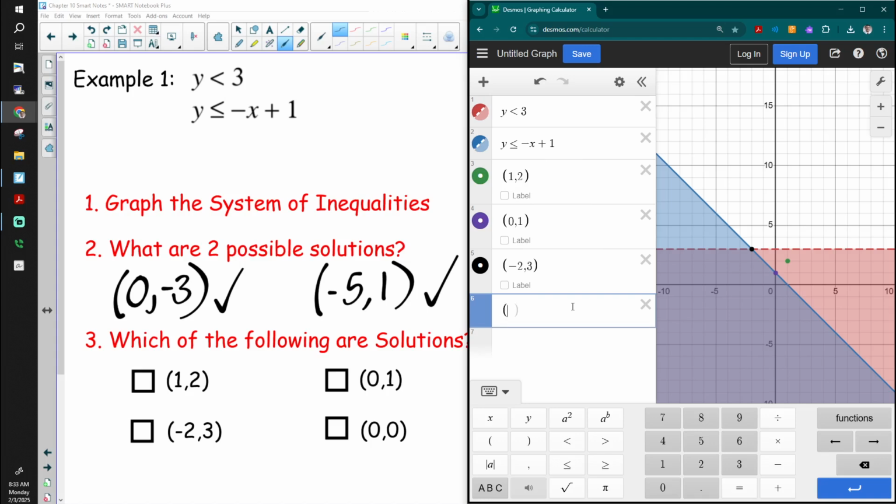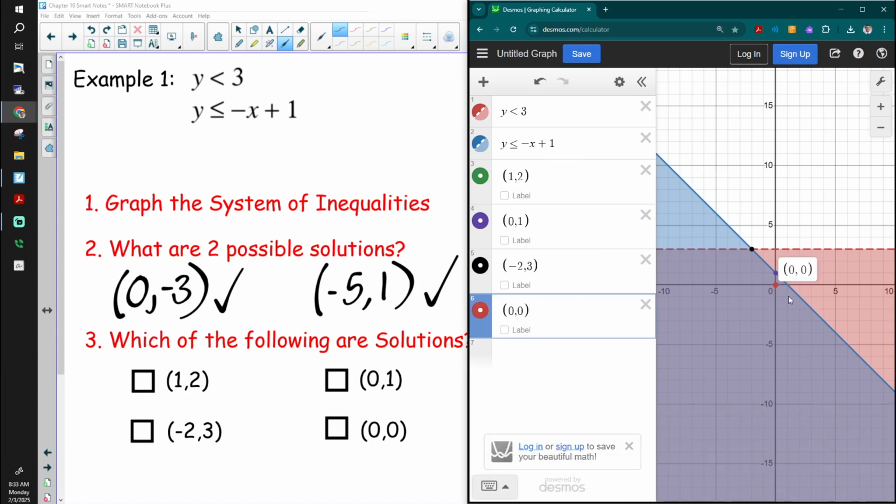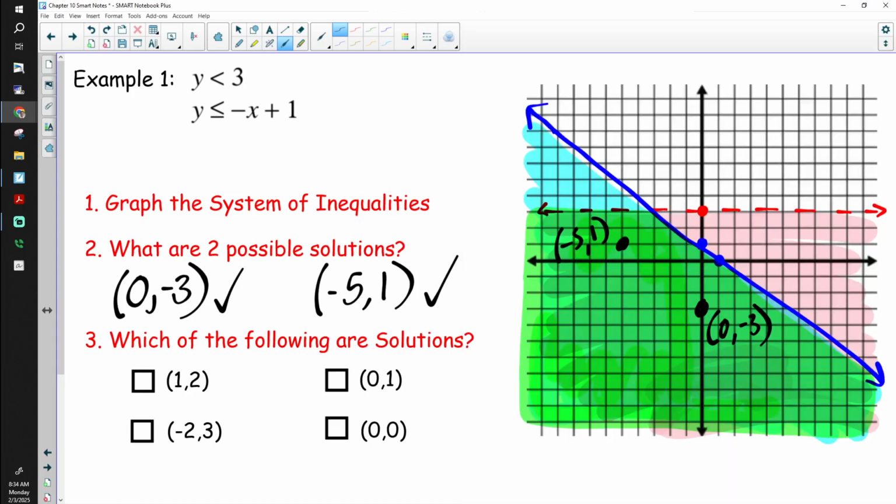Point 0, 0. Yes. Here's my red point 0, 0. It is in the red, and it is in the blue. That is a solution. So our two solutions here are 0, 0 and 0, 1. Again, I think yours might be a different version, but 0, 0 and 0, 1. Those are our solutions. Done.